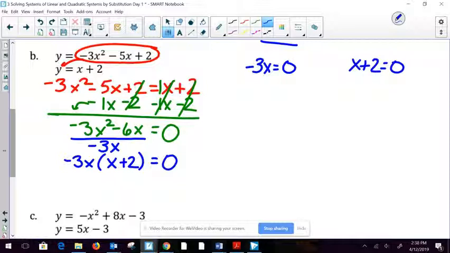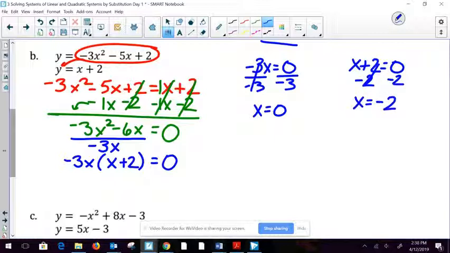So in my first equation on the left-hand side, to get the x by itself, I need to divide both sides by negative 3. When I do that, I get x is equal to 0. On the right-hand side, to get x by itself, I need to subtract 2. When I do that, I get x is equal to negative 2.